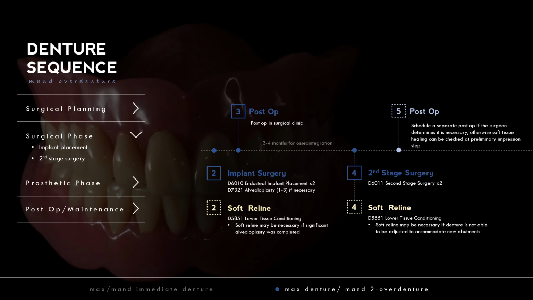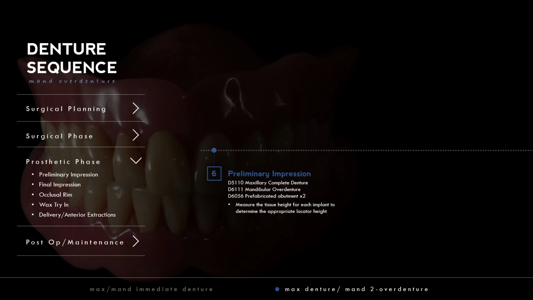So this leads us to the prosthetic phase, where we're going to follow the same sequence of steps as a conventional denture. So first will be the preliminary impression, and at this visit you'll be charging out for the maxillary complete denture, the mandibular overdenture, as well as the 2 locator abutments, which are coded as prefabricated abutments. The other thing you'll do at this visit is measure the tissue height for each implant so that we can have the appropriate locator height available for you when you do your final impression.